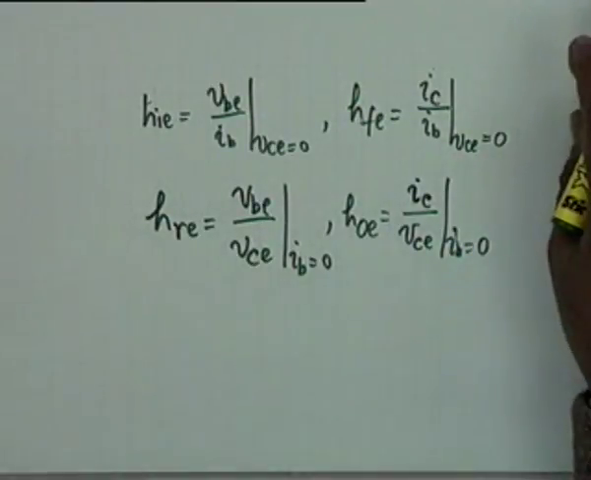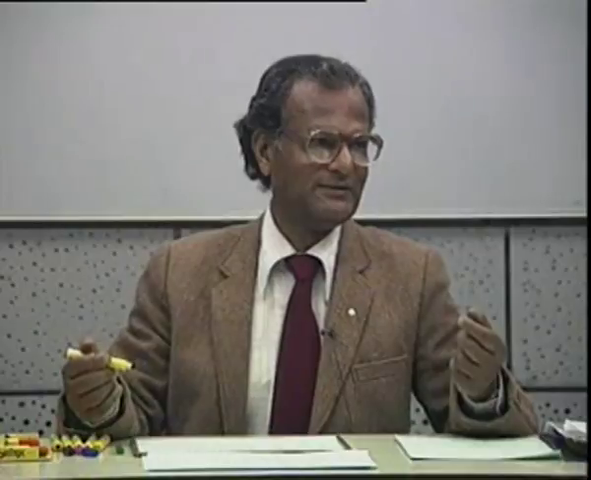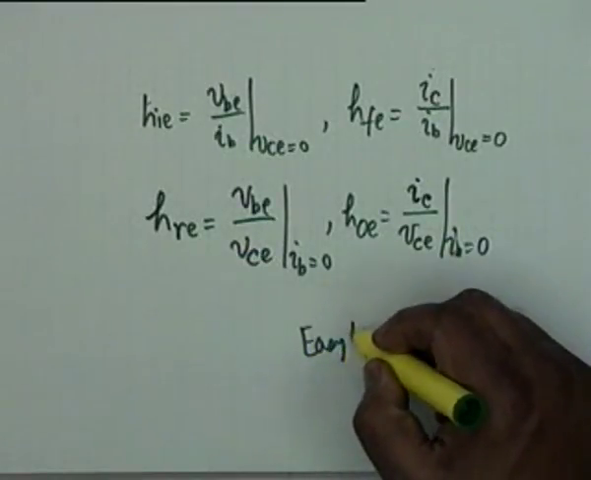Why are you interested in H parameters? If hybrid pi is good enough, why are you interested in H parameters? That is because H parameters are the easiest to measure experimentally. They are easy to measure. And why is it easy to measure?